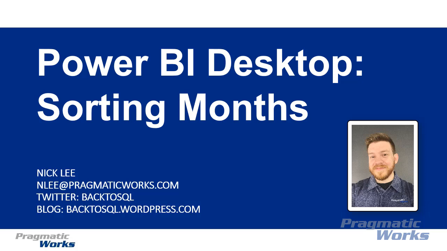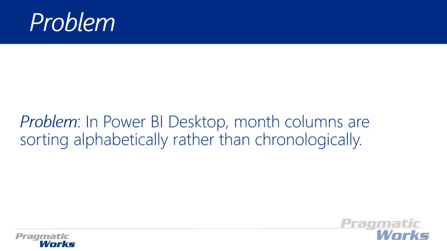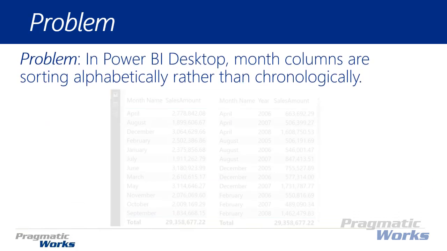I have a demonstration for you today on how to sort months in Power BI chronologically rather than alphabetically, which is the default nature of Power BI Desktop. So our problem that we're looking at today is that in Power BI Desktop, month columns are sorting alphabetically rather than chronologically. Here's an example of what I mean.